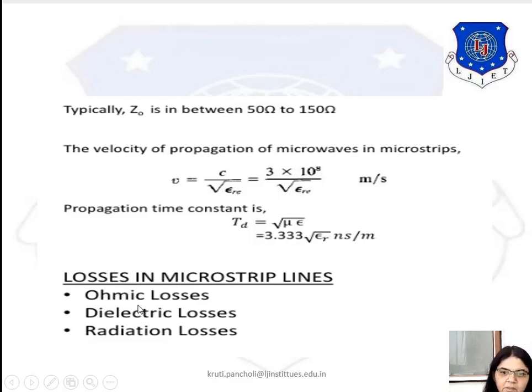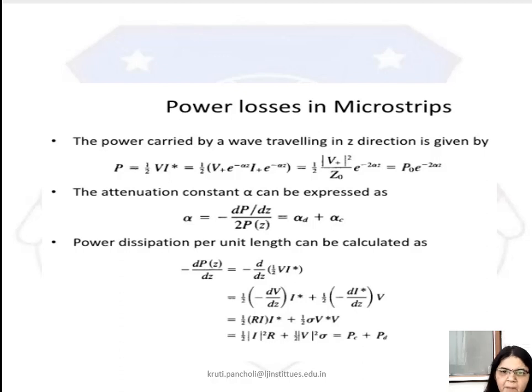Now the losses in the transmission line can be there. It's ohmic loss, dielectric loss, radiation loss. Such kinds of losses would appear in the microstrip line. Power loss in the microwave transmission microstrip line can also be carried out by this formula.